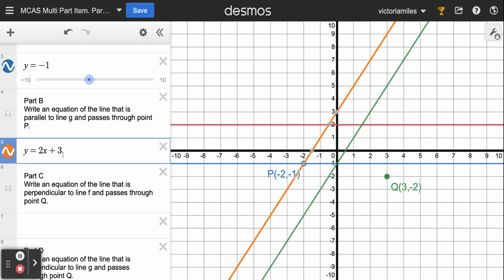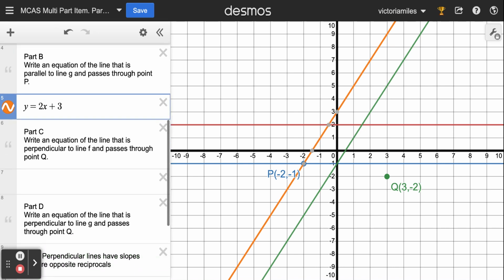You just need to explain your thinking on how you got the equation of that line using words like slope, parallel, y-intercept, rise over run.